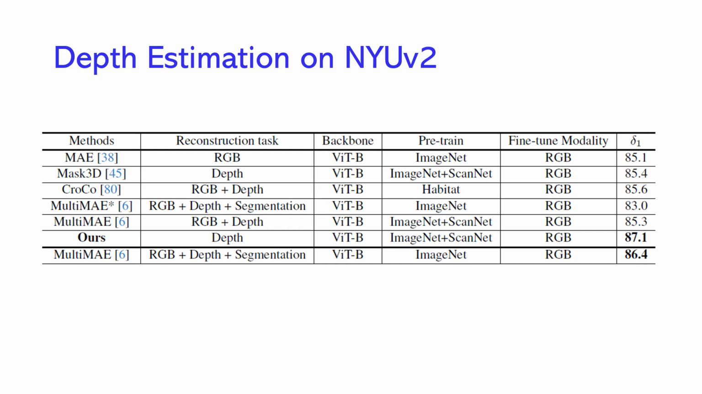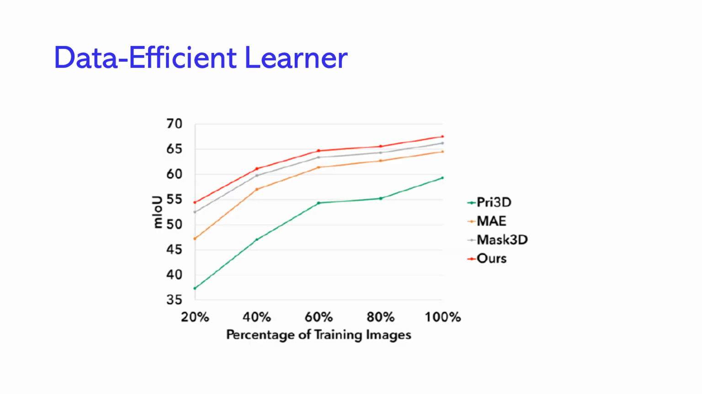In this experiment, we studied the efficacy of our pre-trained model for the depth estimation task. We use NYU-v2 for this downstream task and reported delta 1 on the test set. We use DPT as the dense prediction head, following MultiMAE, for all the approaches. We can draw the same observation from the table that our approach outperforms the state-of-the-art approaches.